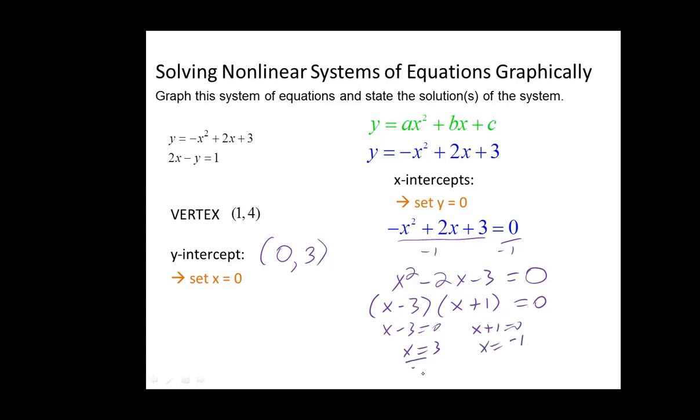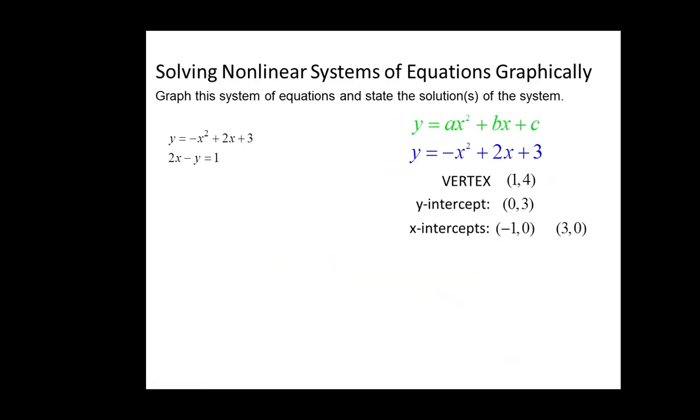Now those are my x values, but remember we said set y equal to 0, so my x-intercepts are negative 1 comma 0 and 3 comma 0. Those are my x values that I got when I set y equal to 0. So we have our vertex, we have our y-intercept, we have our x-intercepts. Let's talk about how this faces. You look at the leading term, that is the coefficient of the x squared. I can see that's negative, therefore it faces down.